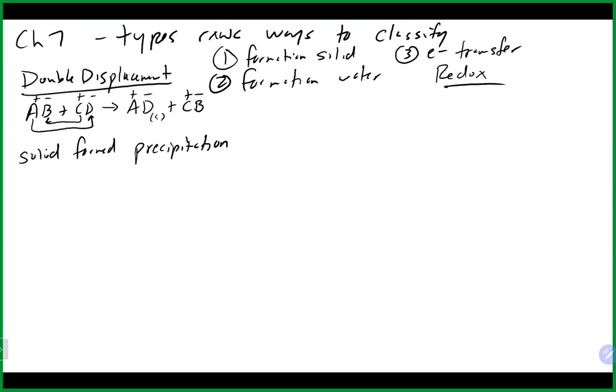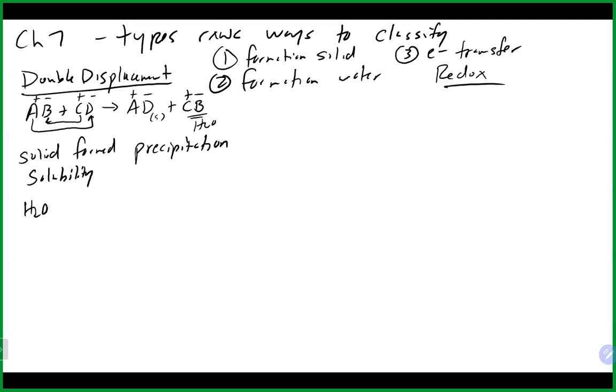What determines whether or not a solid will form is our solubility rules, right? Like nitrate is soluble in everything. Bromide, chloride, iodides are soluble in everything except for silver, lead, and mercury. So there are some exceptions along the way. So the solubility rules help us determine whether or not, when we put two ions together, we will get a solid or not.